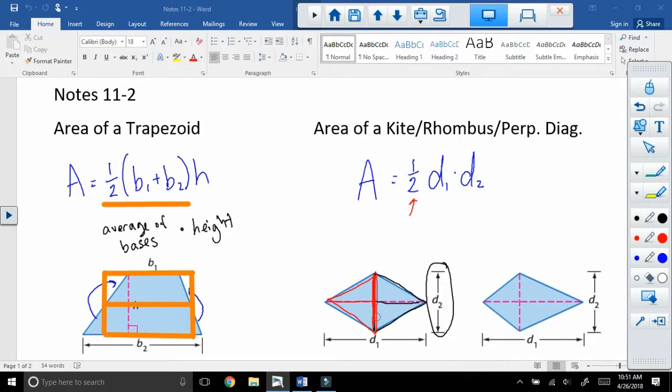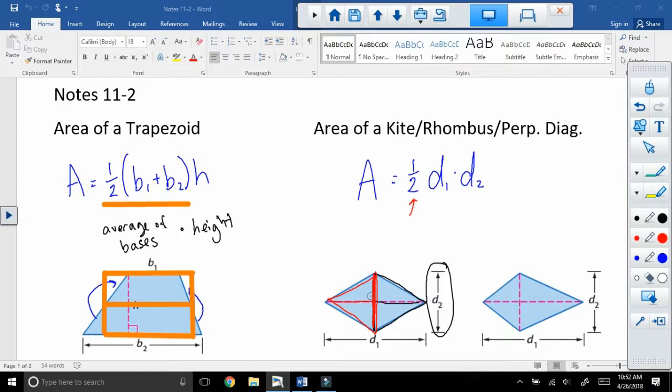Wait, say that again, what you just said. So it's basically like taking these two triangles and putting them together, and adding their two areas together. So it's only half of diagonal 1. Well, I mean, it's half of the whole product.